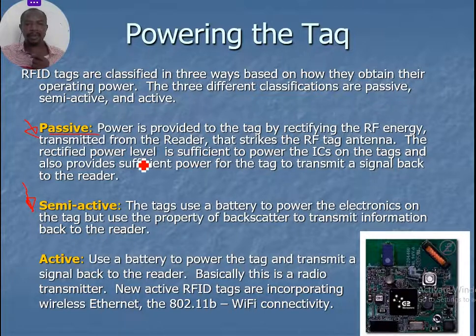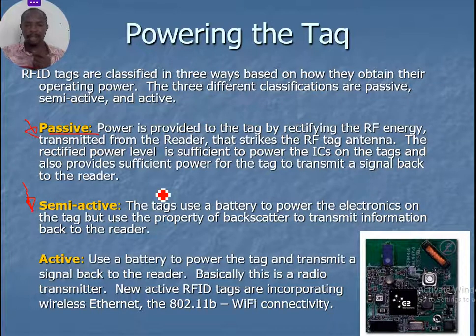In the passive concept, the power is provided to the tag by simply rectifying the RF energy. The power is provided to the tag by rectifying the RF energy transmitted from the reader that strikes the RF tag antennas. So we are just rectifying the energy coming from the reader. That's how the tag gets its energy. Is that okay? So this RF energy is given to the antenna. Now the rectified power level is sufficient to power the ICs on the tag and every other electronics on the tag, and also provide sufficient power for the tag to transmit a signal back to the reader.